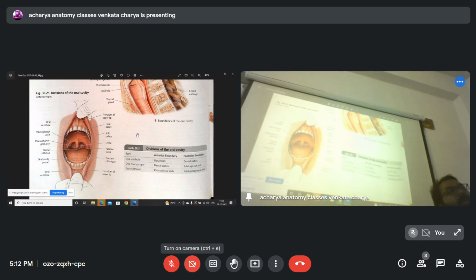Palatoglossus is supplied by the 11th cranial nerve. What is the 11th cranial nerve? Right, the accessory nerve.